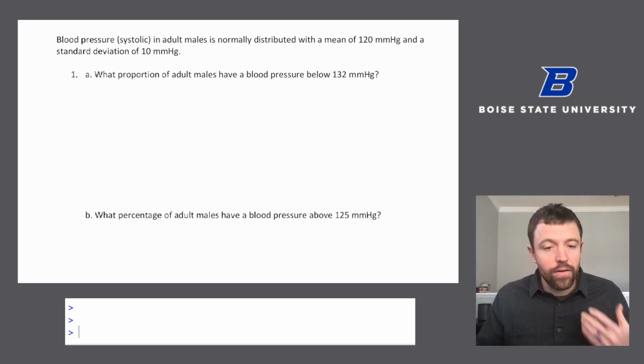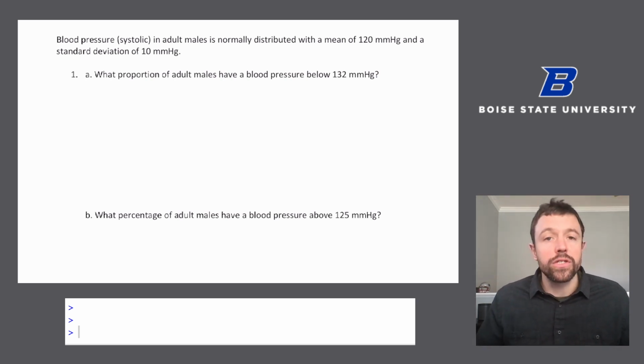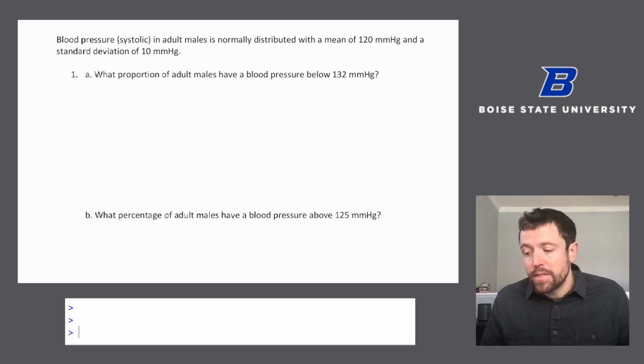All right, so 1A, what proportion of adult males have a blood pressure below 132 millimeters of mercury? Again, we can definitely answer this. That is, we know everything there is to know about the variable, so it must be answerable. So how do we go about doing this?